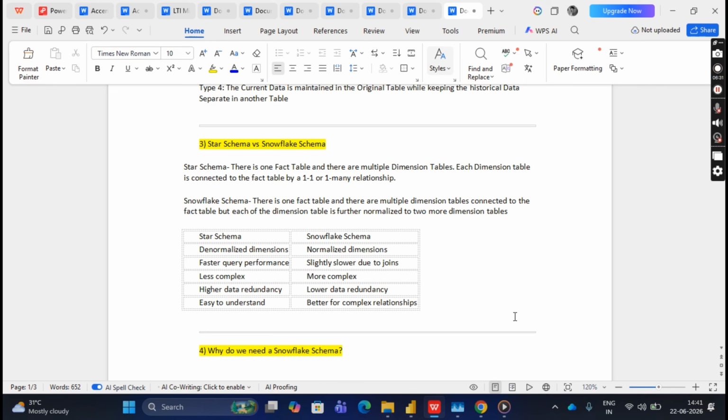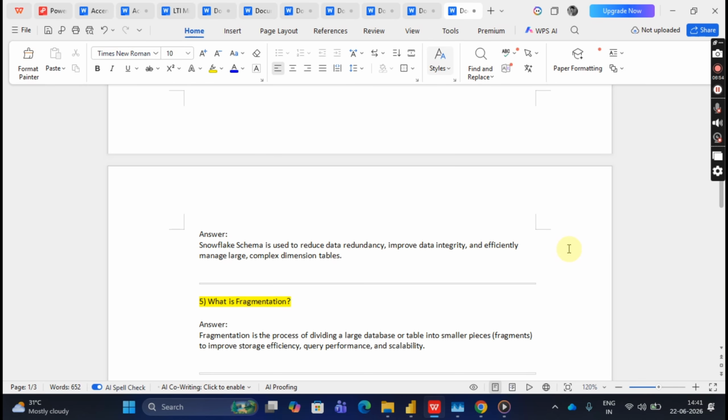The next follow-up question is, why do we need a Snowflake schema? The interviewer asks, even if star schema is less complex and gives faster query performance, then what is the need for a Snowflake schema, okay. You should answer that Snowflake schema is used to reduce data redundancy, improve data integrity and efficiently manage large and complex dimension tables, okay. So for larger tables with a large amount of data and huge data redundancy, Snowflake schema can be an option as a dimensional modeling approach to reduce data redundancy and to improve data integrity, okay.